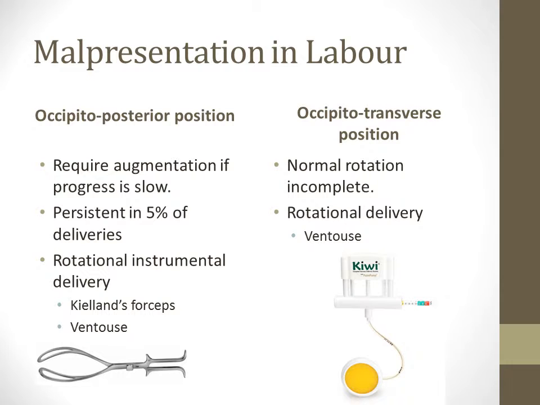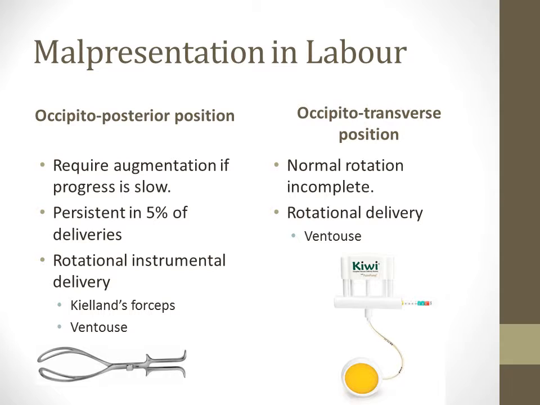This brings us to malpresentations more usually diagnosed during labour. The first indication possibly being failure to progress or prolonged second stage. With OP presentation, the occiput is palpated posteriorly near the sacrum. Labour is often longer and more painful. Many fetuses spontaneously rotate and deliver OA. However, if the OP position persists, instrumental delivery may be indicated. This can be achieved with Kielland's forceps or Ventouse.